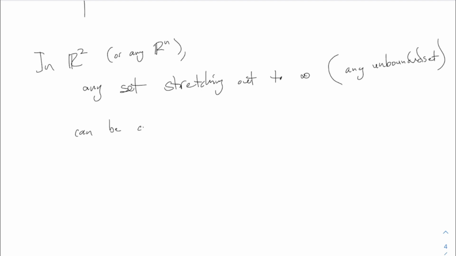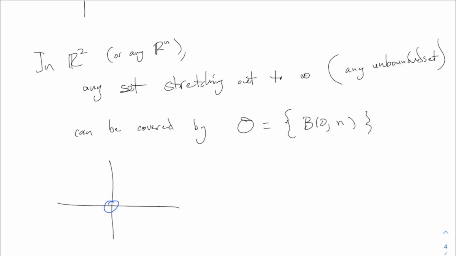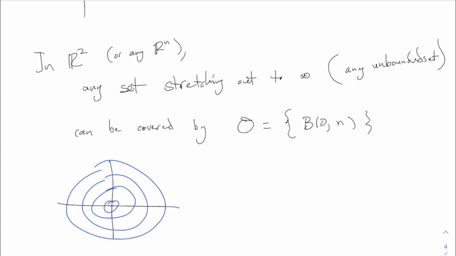It can be covered by the first one that Julia said: the ball around 0 of radius n. That's this one. No matter what your set is, it will be covered by those circles. Eventually those circles cover all of R2, so any subset. But if your set actually stretches out to infinity, then no finite amount of these can ever cover it. So any set stretching out to infinity can be covered by this with no finite subcover.